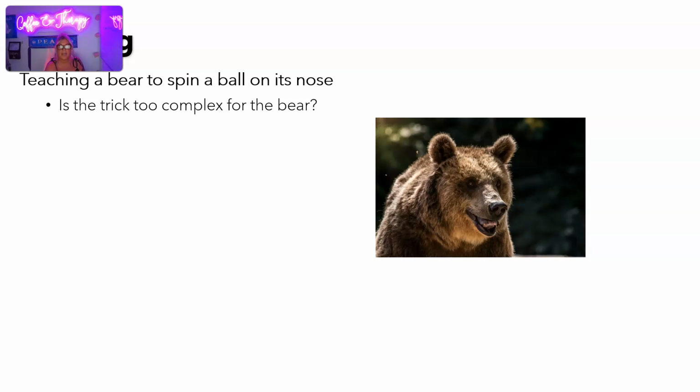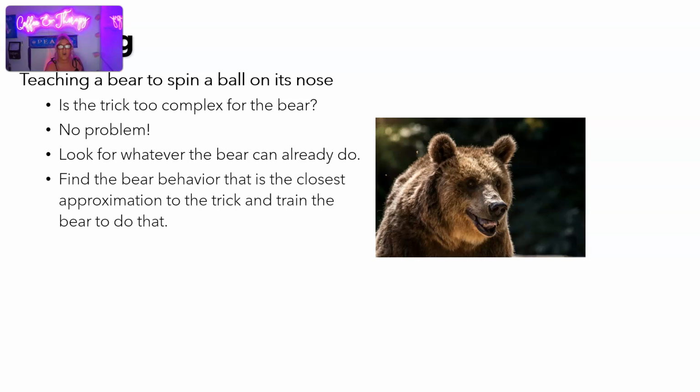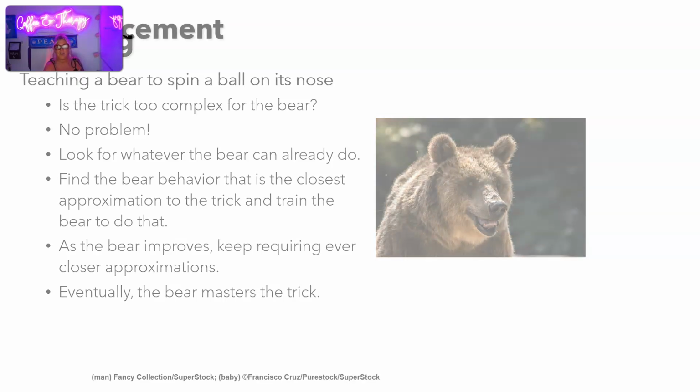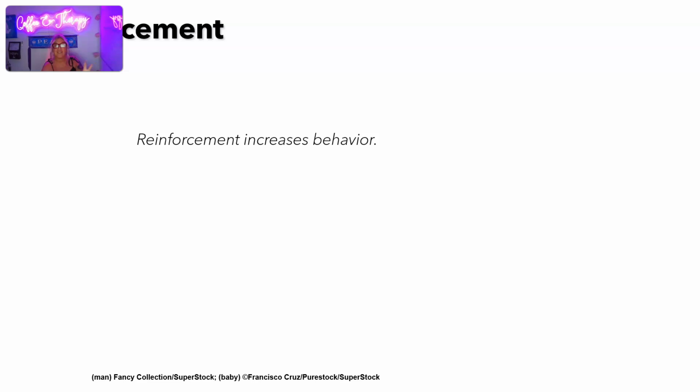All right, so shaping: teaching a bear to spin a ball on its nose. Is the trick too complex for the bear? No, it's not a problem. Look for whatever the bear can already do. Find the bear behavior that is the closest approximation to the trick and train the bear to do that. That is all through shaping. As the bear improves, keep requiring ever closer approximations. Eventually, the bear masters the trick. I just wanted to throw that in there; it's in the book if you're interested in looking at shaping behavior.